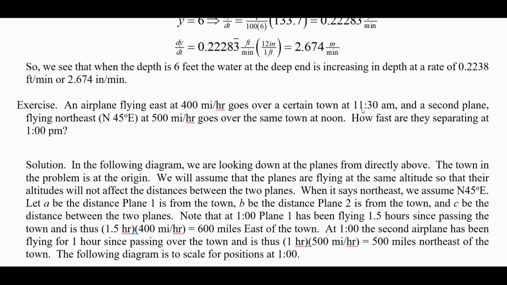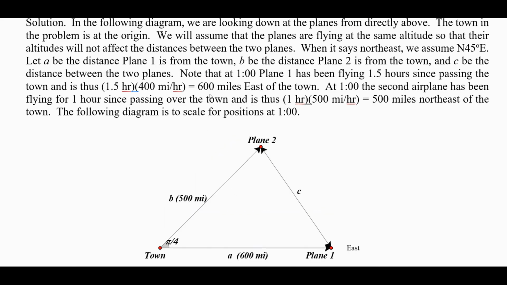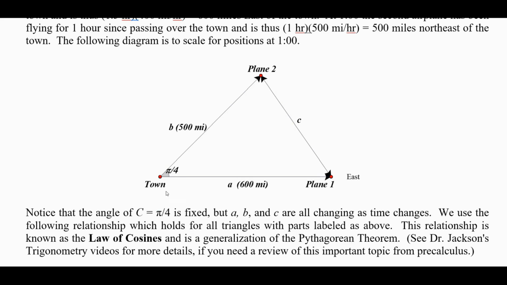It was flying, so it flew an hour and a half at 400 miles per hour. So that is 600 miles, and that's going to be just due east of the town, out here. So 600 miles. So that's actually drawn to scale. And so we want to know how fast this distance C is increasing. So we need a relationship among these sides A, B, and C.